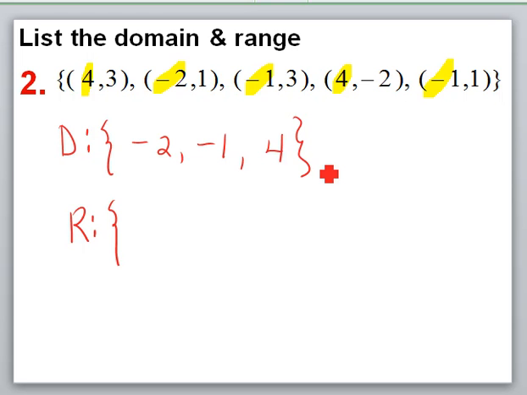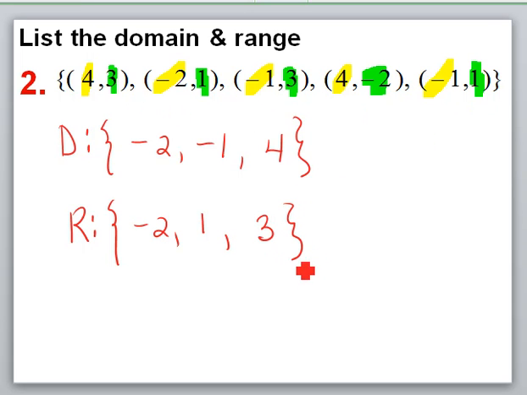The range, let's go ahead and put those in green highlights again so we can see those more clearly. I have, for the range, the smallest value being -2. The next smallest value is 1, and there are 2 of those, but we only list them one time. And then the next value is 3, and there are 2 of those, but we only list it one time.